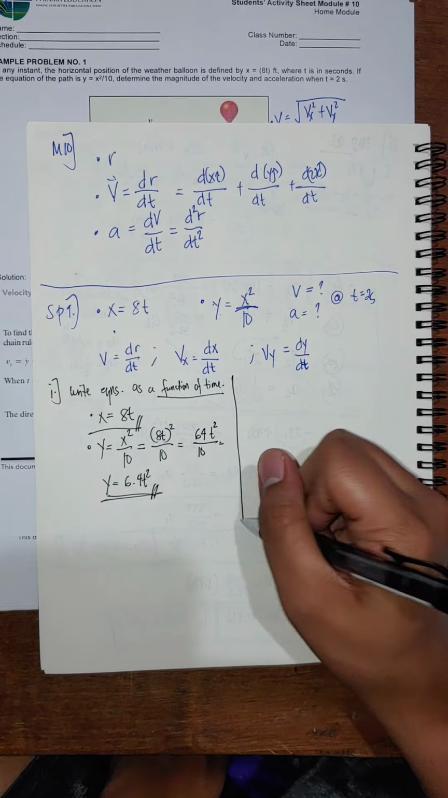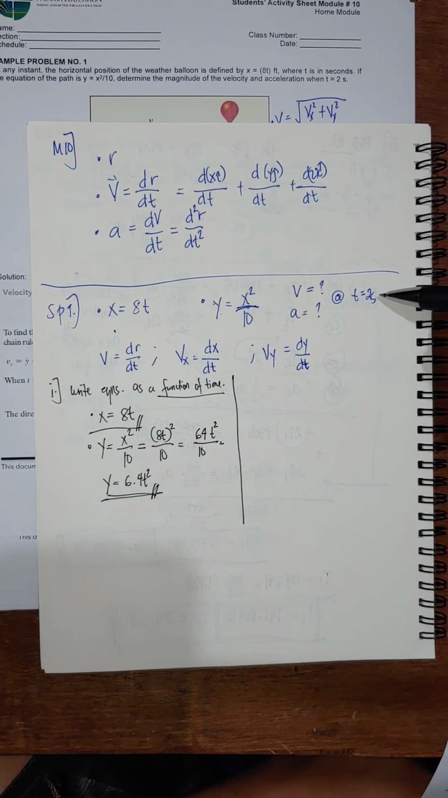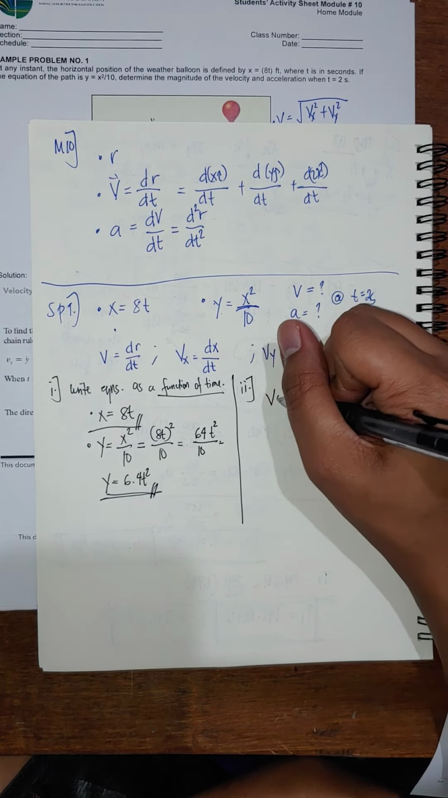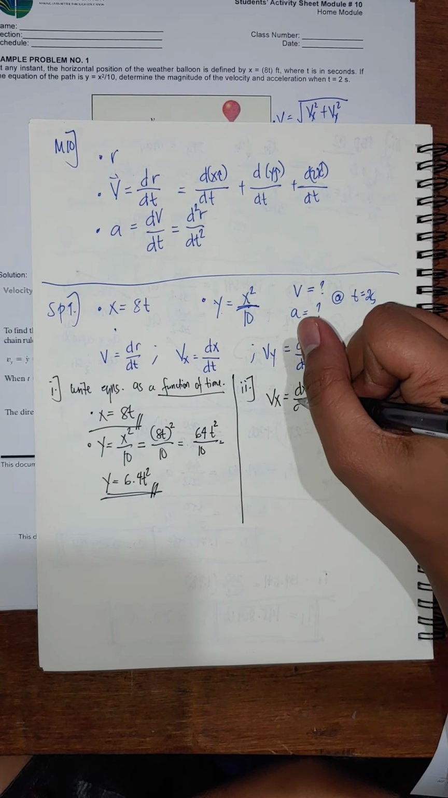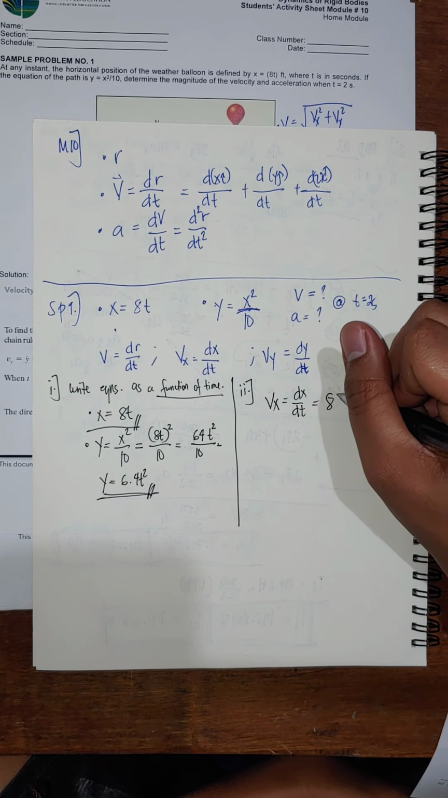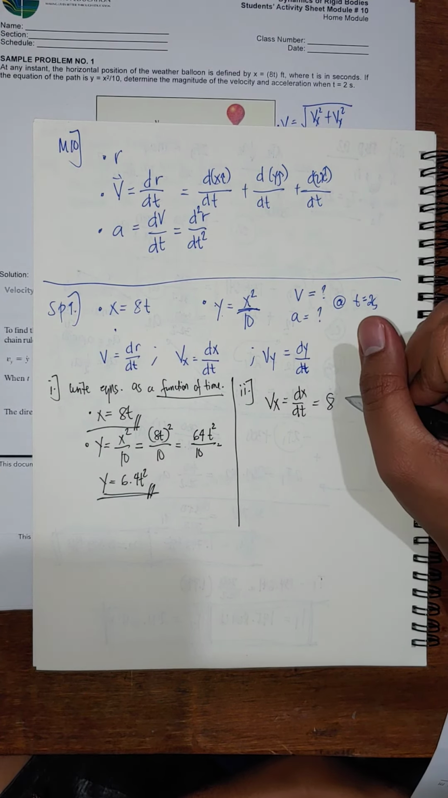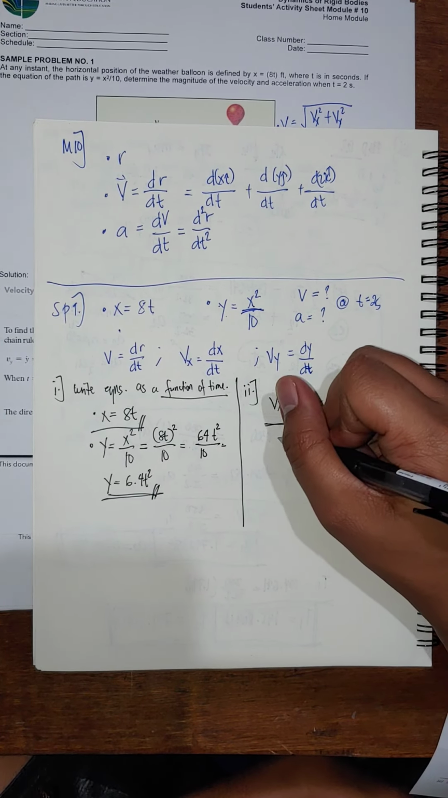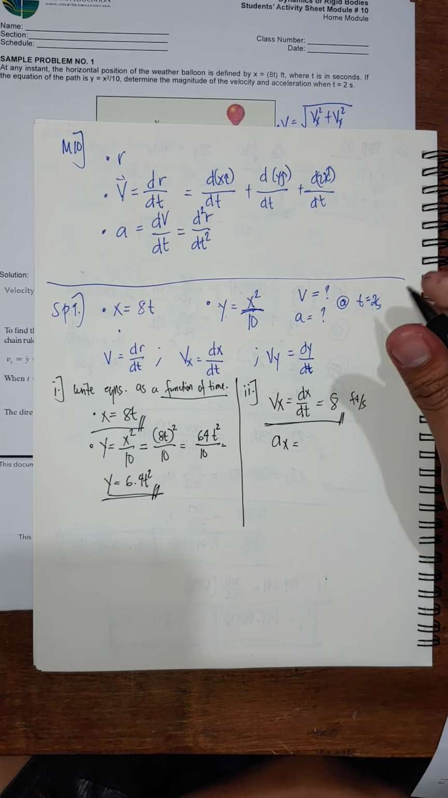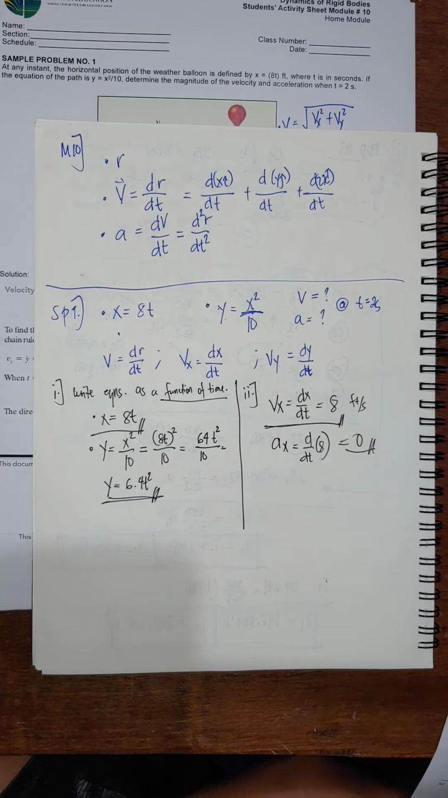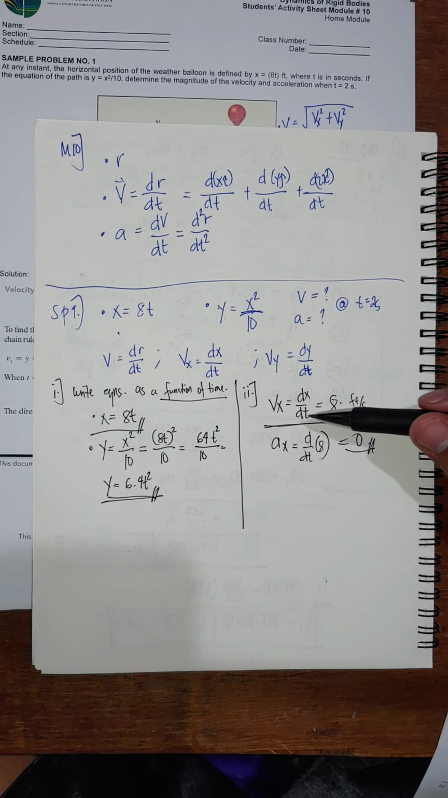The next step is to find the magnitude of velocity with respect to time at 2 seconds. Vx is equal to dx over dt, right? So, the derivative of 8t is 8. So, this is 8 foot per second. This is already a constant velocity. So, the acceleration along x, the derivative of the constant 8, is 0. So we have 8 and 0 for x.